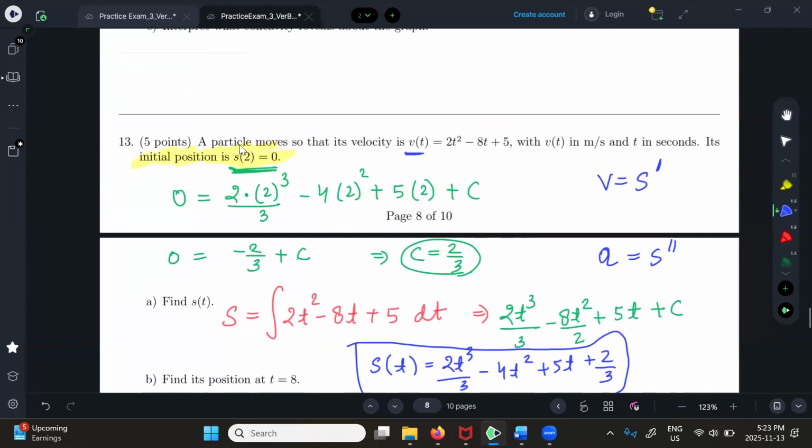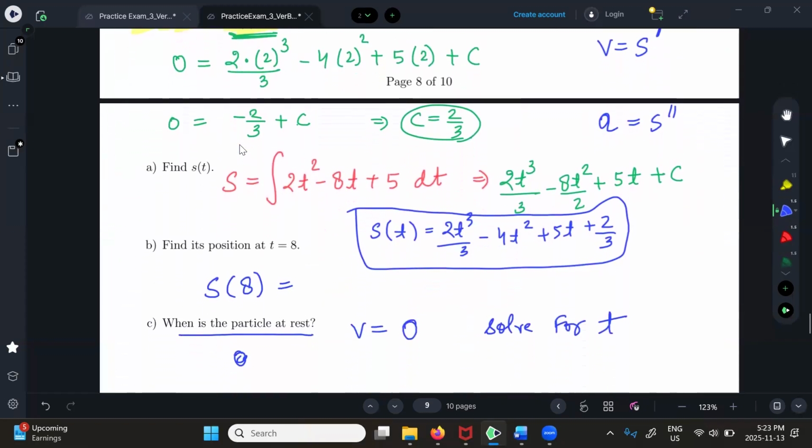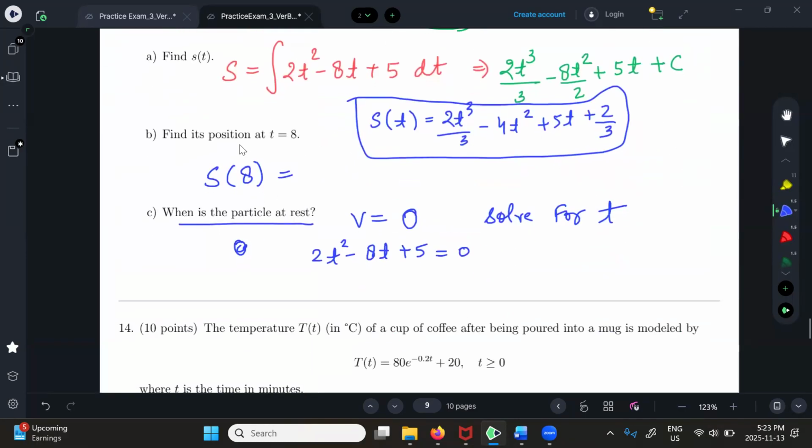Velocity equals 0 gives me 2t squared minus 8t plus 5 equals 0. Solve for it. Can you factor this? It's 10, 8. Doesn't work. So use the quadratic formula, okay? Now time cannot be negative. So if you get a negative time, you reject that answer. So there will only be one answer. Time equals 5.3 seconds where the particle is at rest. Good.